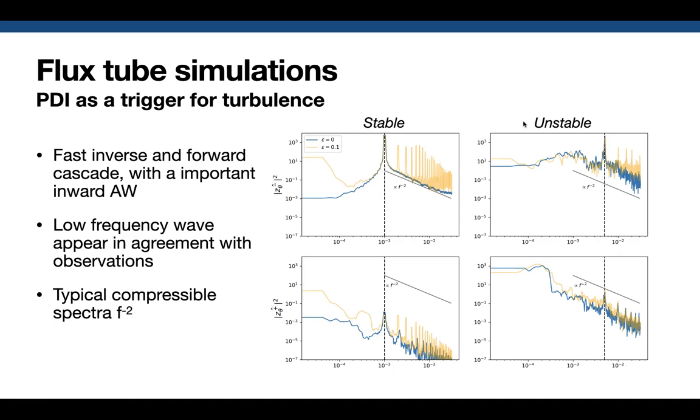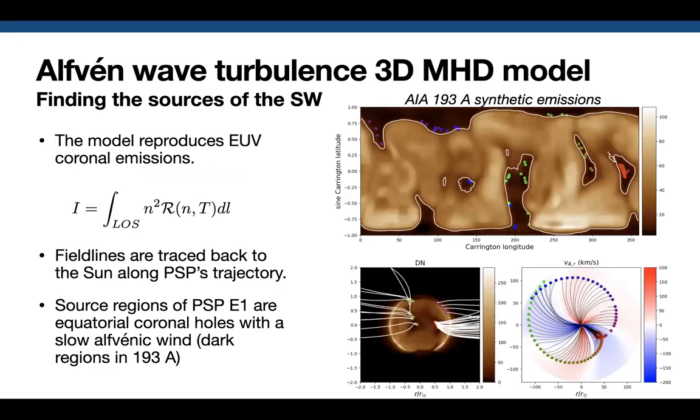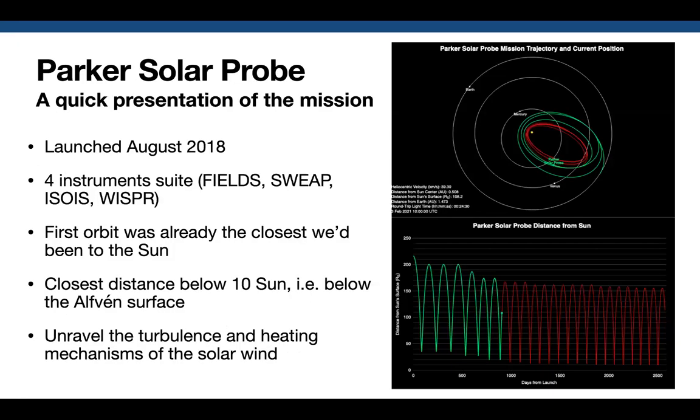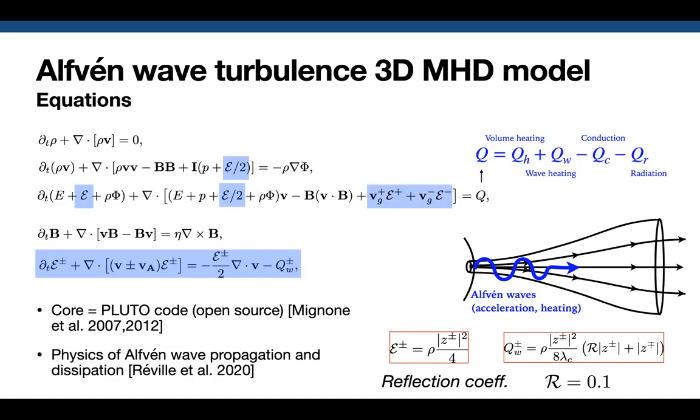So my question is related to the reflection coefficient for these Alfvén waves, and probably I think one parameter is the scale length of the Alfvén wave versus the gradient in Alfvén speed. So what else controls this reflection coefficient?